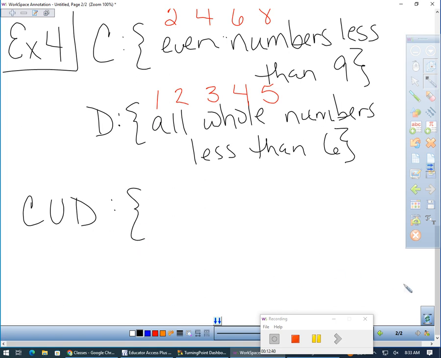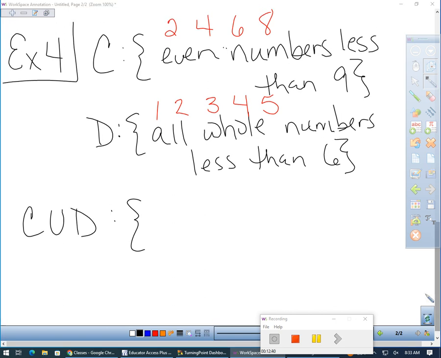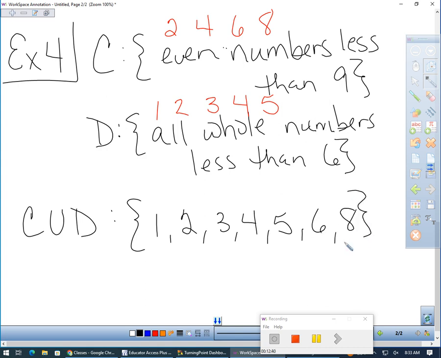The union means we put them all together, right? So I have 1. I have 2 in both of them. 3, 4 in both of them. 5, 6, and 8. I've taken all of the elements and put them all together in one.